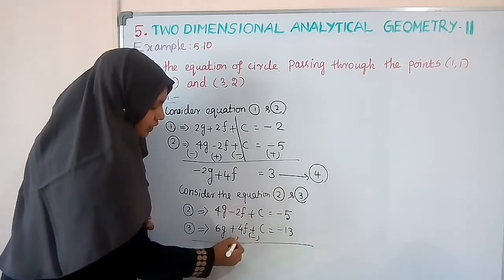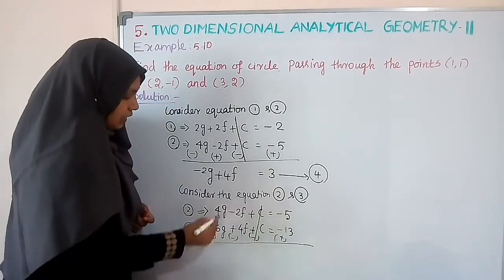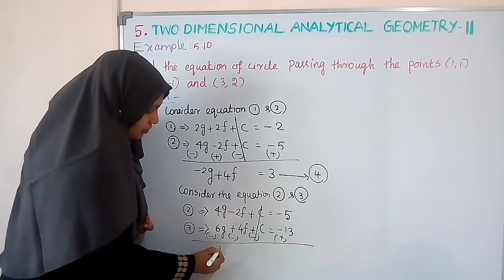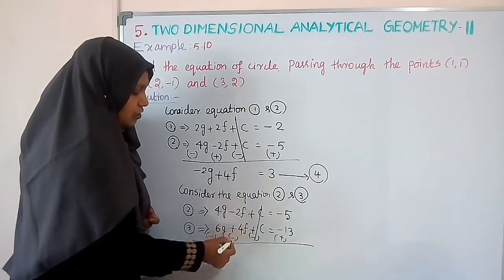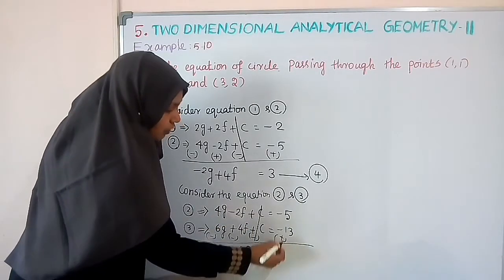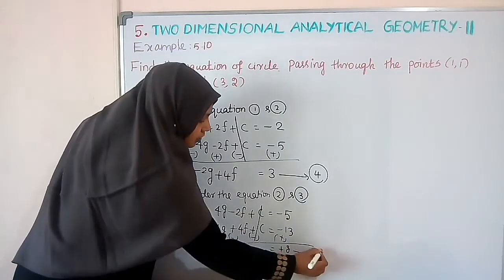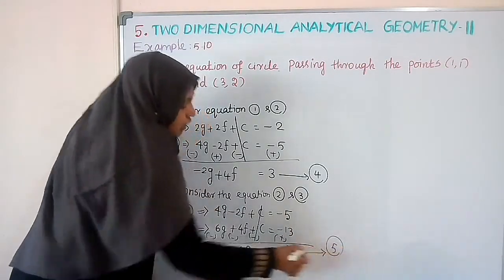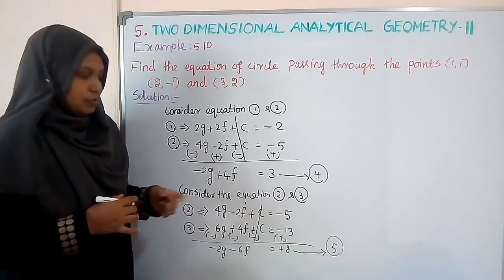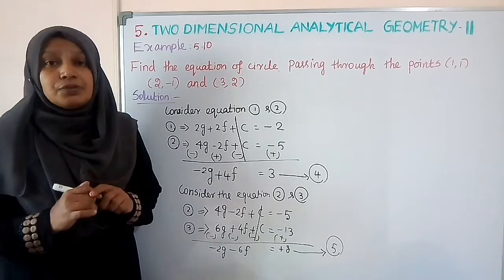I am changing the sign for the second equation and eliminating c, and 4g minus 6g becomes minus 2g, minus 2f minus 4f is minus 6f, equal to minus 5 plus 13 becomes plus 8. This new equation I mark as equation number 5. So these are our new equations, equation number 4 and 5.